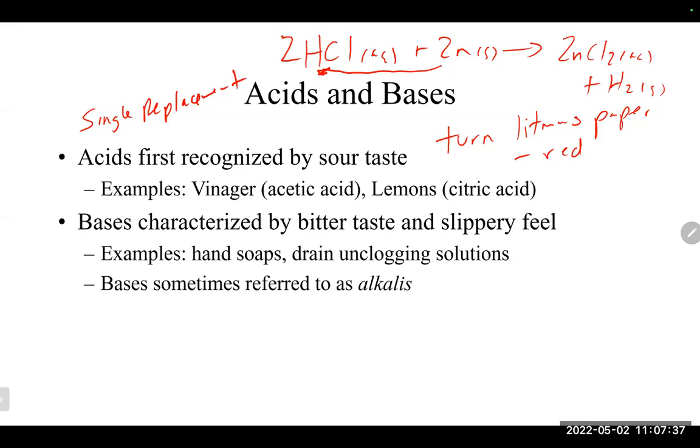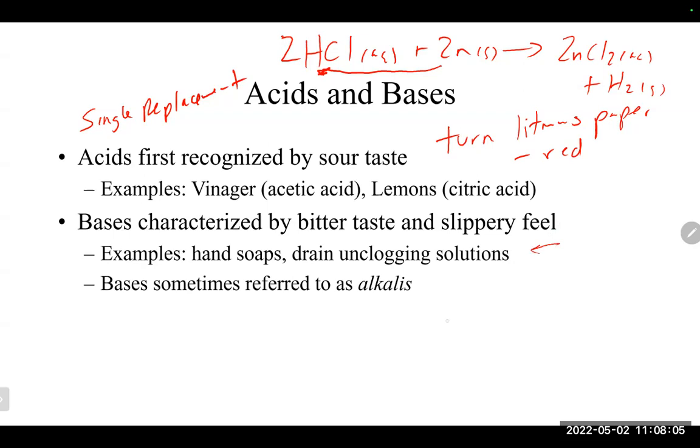Bases, on the other hand, are characterized by a bitter taste. They are slippery. A lot of soaps and drain cleaning solutions are bases. You used to be able to go to Home Depot and buy almost straight sodium hydroxide to clean your drain. It came in a plastic bottle with gloves and a lot of warnings. But a lot of those are basic.